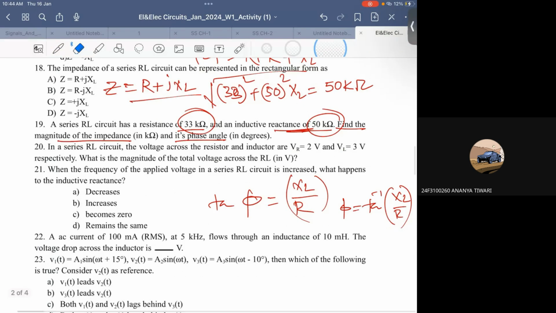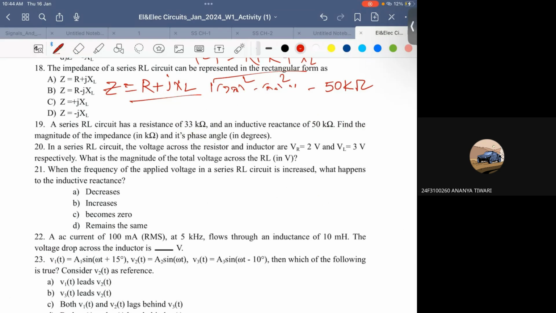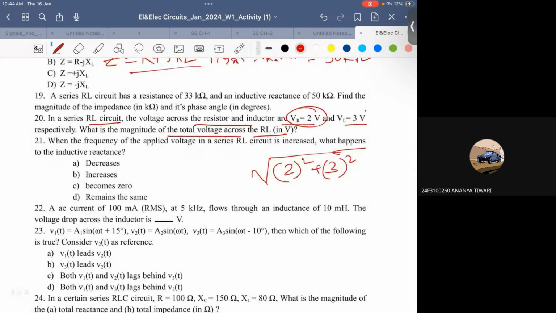Next question, the 20th one. In an RL circuit, the voltage across the resistance and the inductor has been given to you. What is the magnitude of the total voltage across the RL? The same thing, right? You have been given 2 and 3 ohm respectively. What is the magnitude? If you have to calculate the magnitude, you'll again do the same thing: 2k whole square plus 3k whole square. So whatever the answer that will be getting.